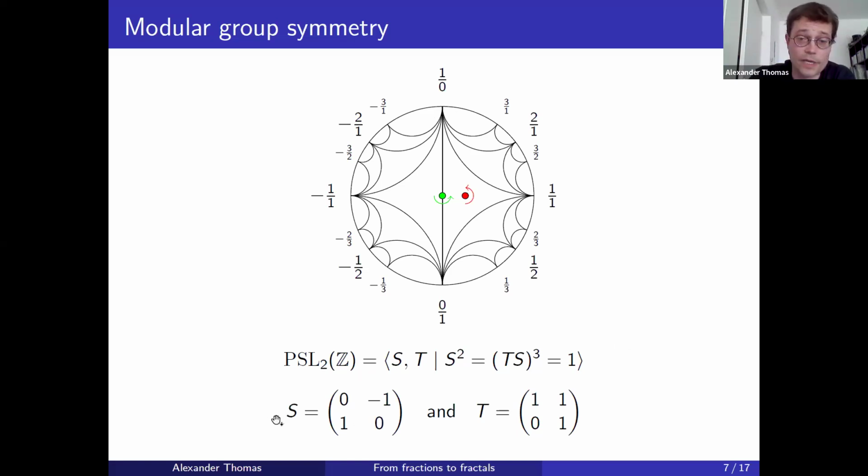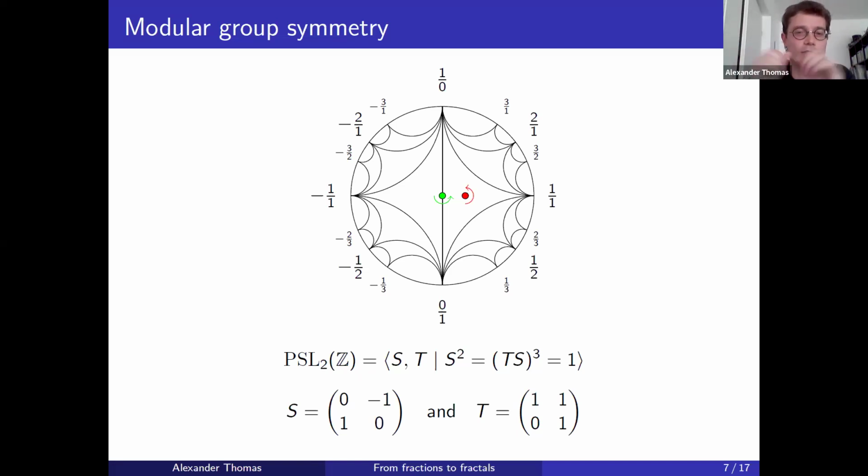Okay, and S, by the way, has this nice formula. It actually sends Z to minus 1 over Z. So it has this kind of 2 by 2 matrix representative. Okay, so why am I telling you all this?